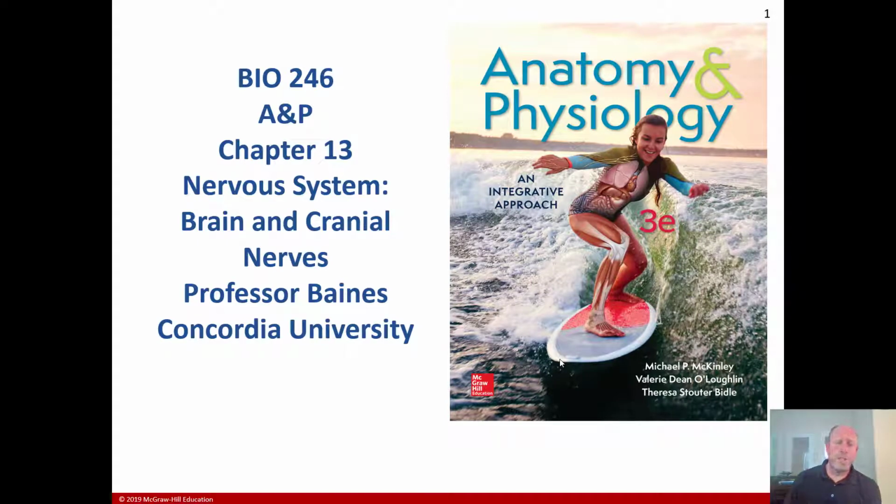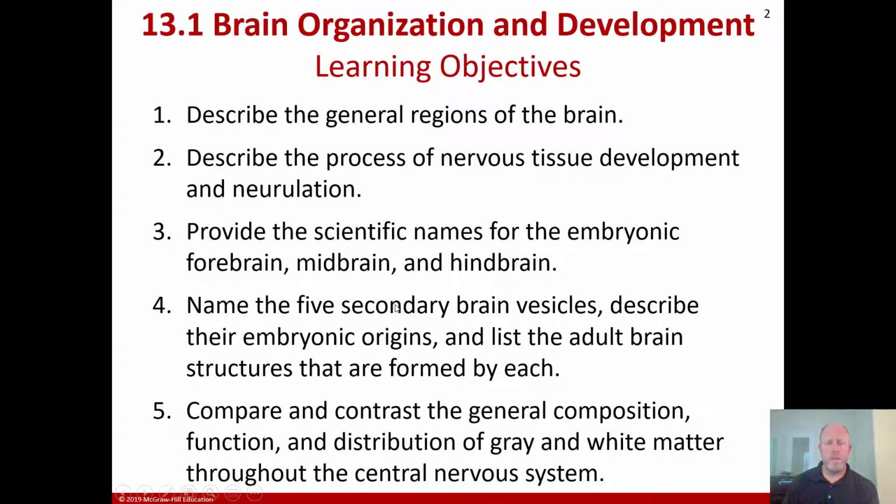All right, now we're talking about Chapter 13, Nervous System, Brain, and Cranial Nerves for Anatomy and Physiology, Bio 246. The objectives which you should be able to fulfill after this section are to describe the general regions of the brain. We're talking about the brain organization and development. Describe the process of nervous tissue development and neurulation.